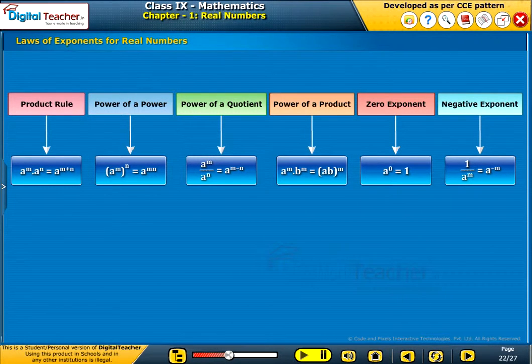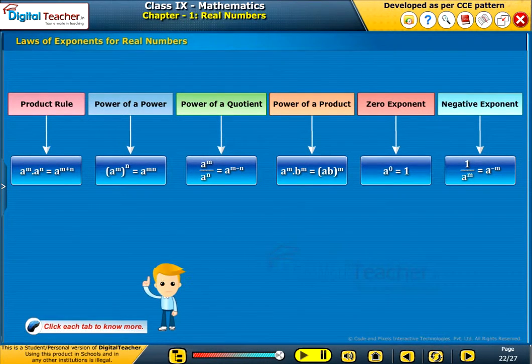Power of a quotient. Power of a quotient is defined as a power m by a power n equal to a power m minus n. Power of a product. Power of a product is defined as a power m into b power m equal to ab whole power m. Zero exponent. Zero exponent is defined as a power 0 equal to 1, where a is not equal to 0. Negative exponent. It is defined as 1 by a power m equal to a power minus m. Click each tab to know more.